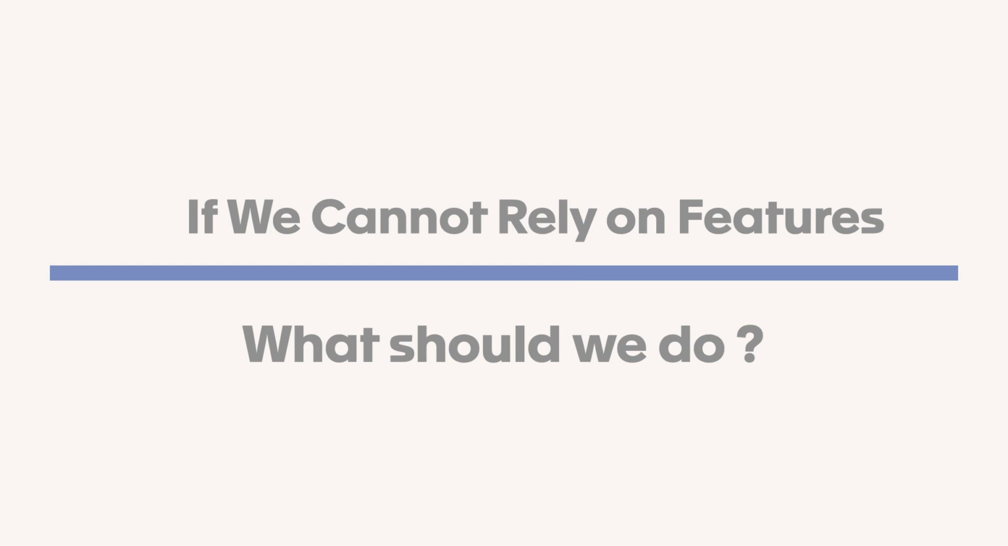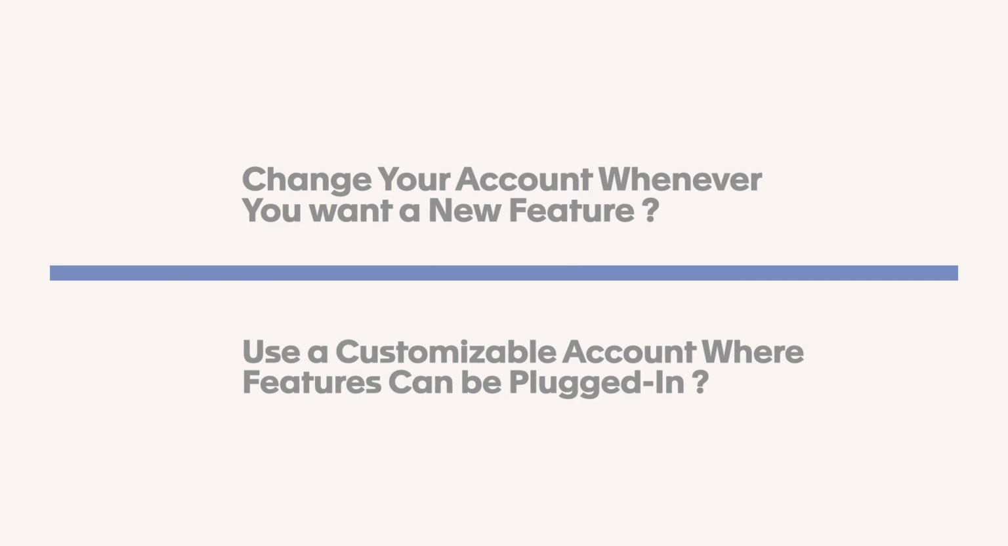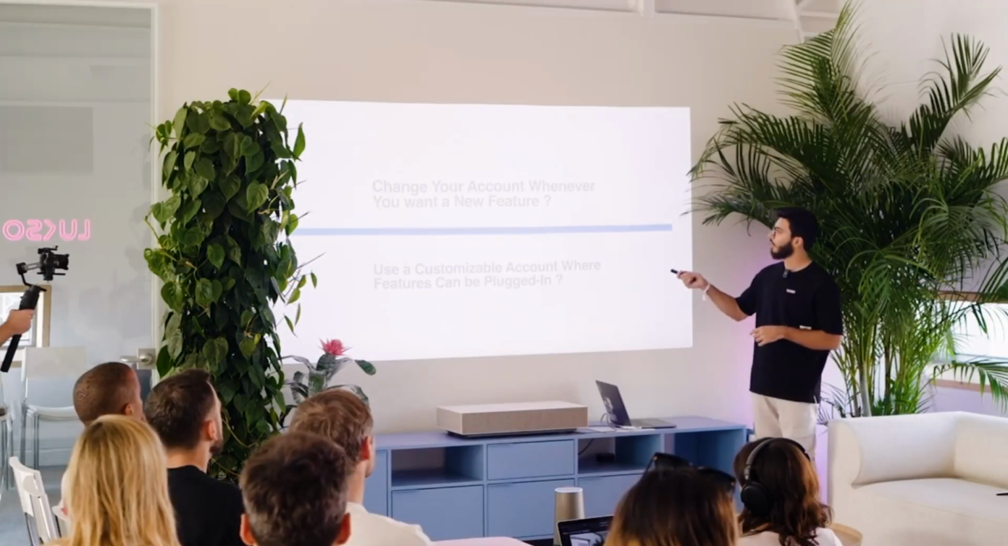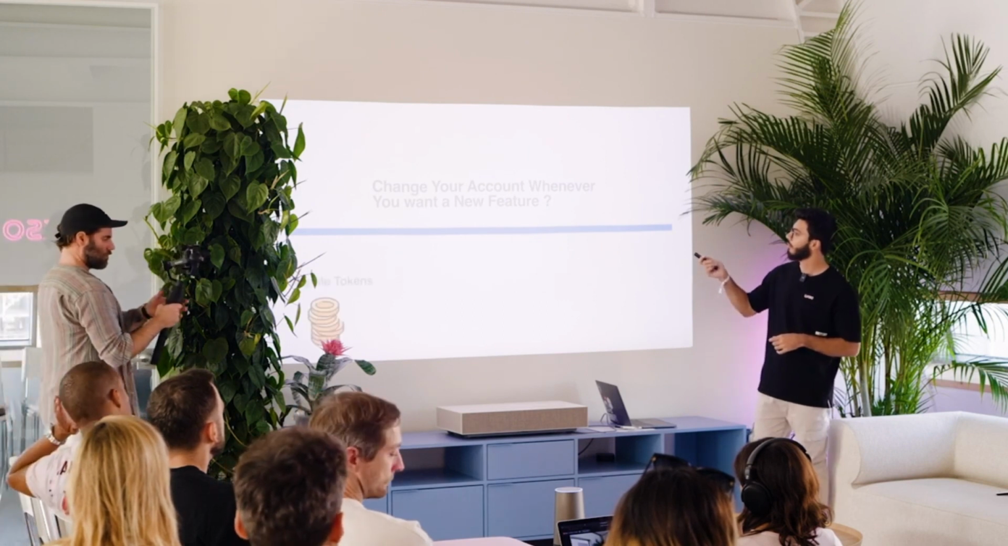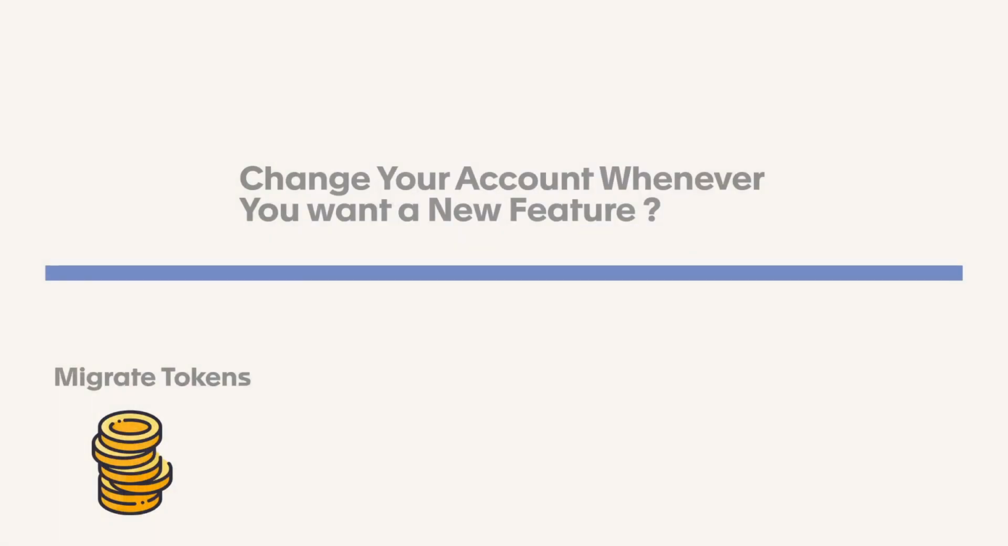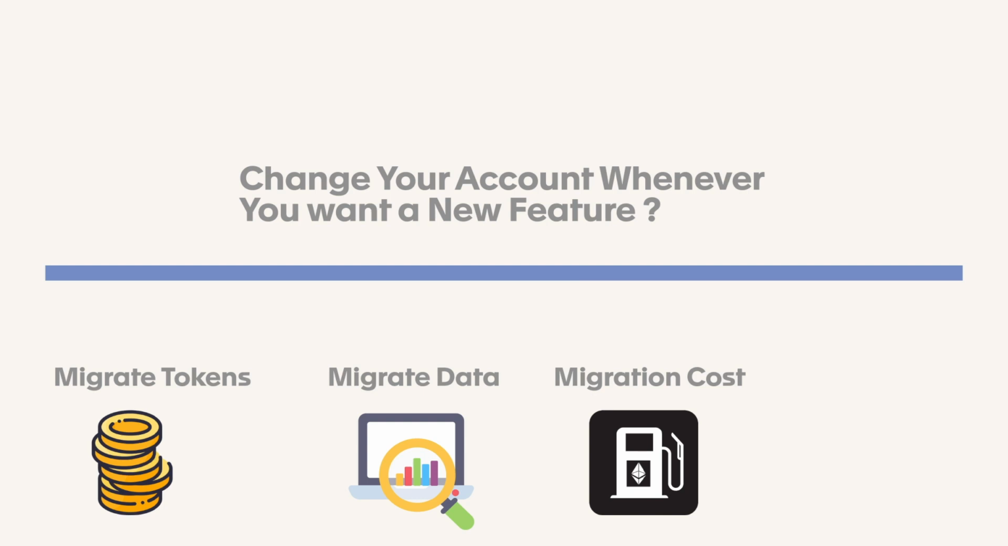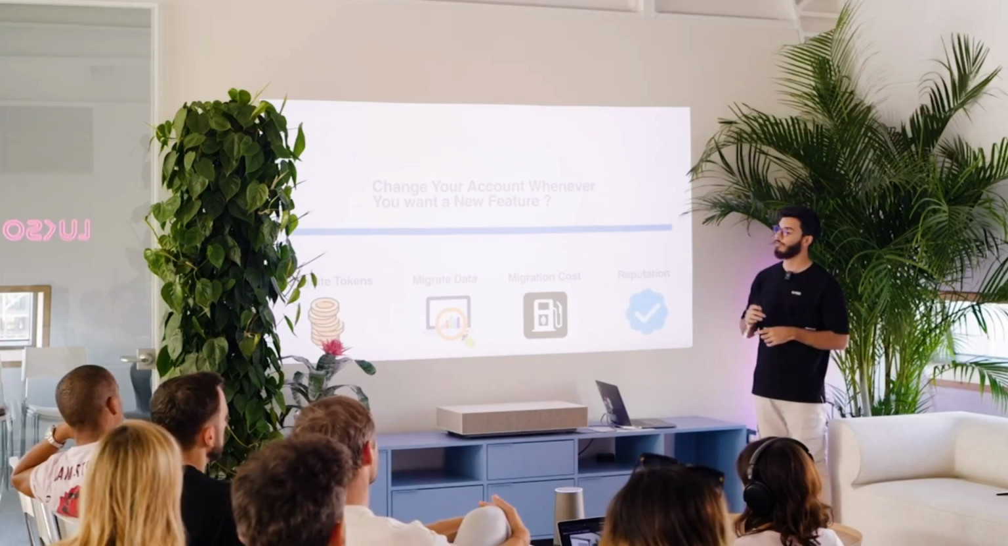So what should we do? We have two choices. Either we change our account whenever we need a new feature, or use a customizable account where features can be plugged in. With the first choice, you need to know several things. Whenever there's a new feature and you're deploying a new account, you need to migrate your tokens, you need to migrate the data, and then you need to bear the cost of the migration. And then there's your reputation that you cannot transfer to your new account.